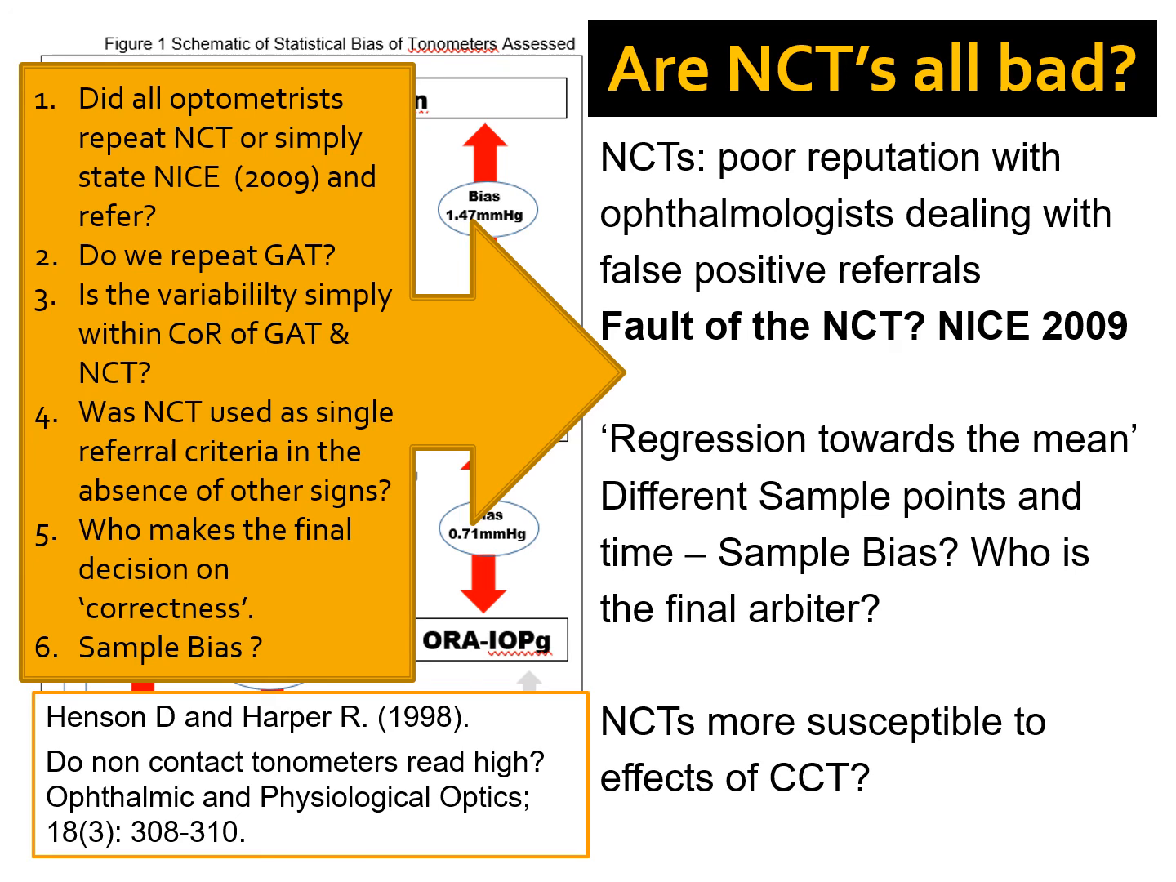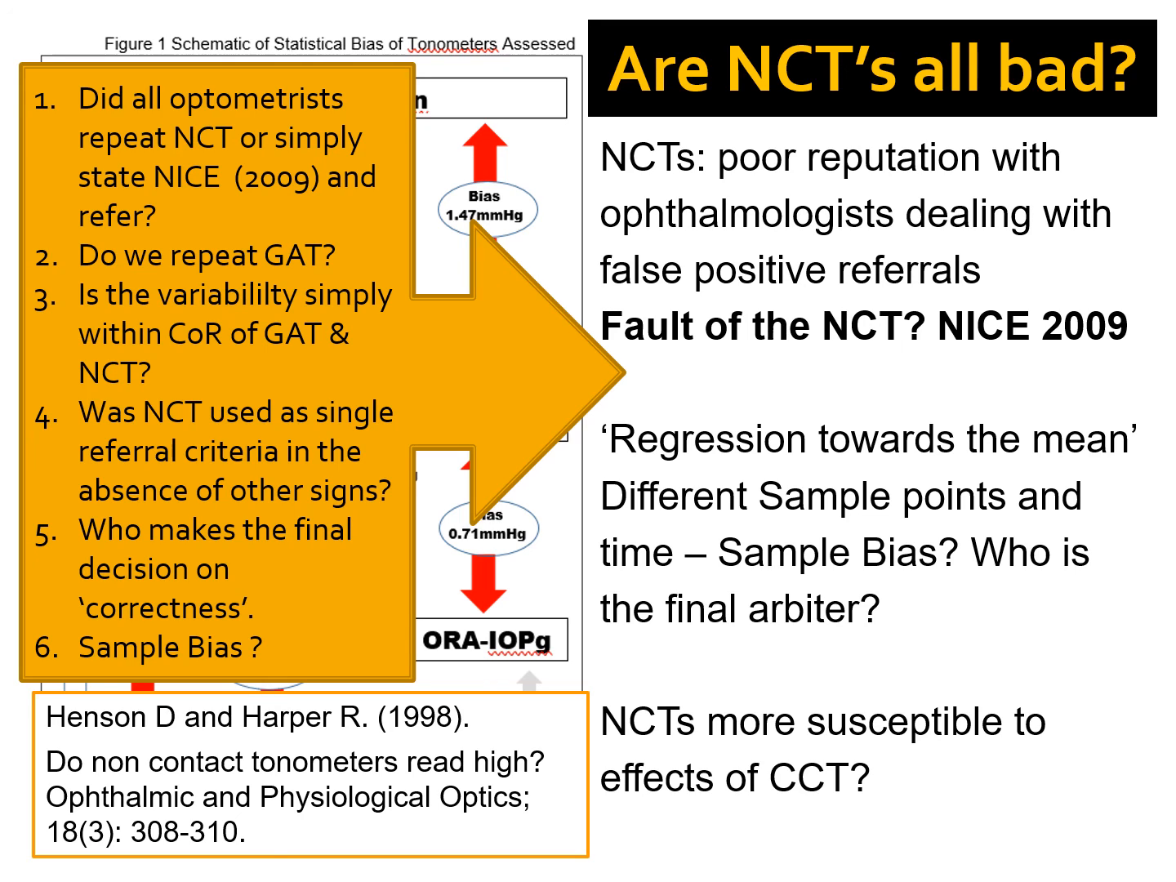Is the variability simply within the repeatability of GAT and NCT? Did the optometrists read it within a zone of variability, and by the time it hit the ophthalmology department, they recorded in a different zone of the variability of GAT and NCT? And certainly, was NCT used as a single referral criterion in the absence of other signs? And as we'll see in the next lecture, NICE specifically say you must never refer based on one NCT reading. Well, they wouldn't have put that in if some optometrists weren't exactly doing that.